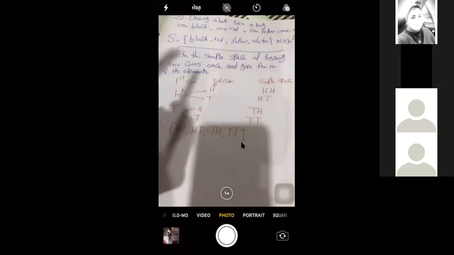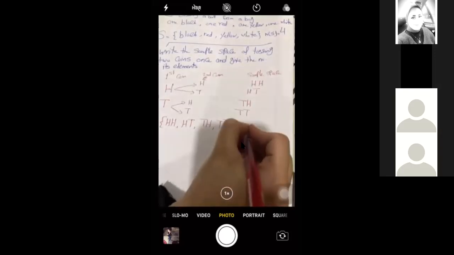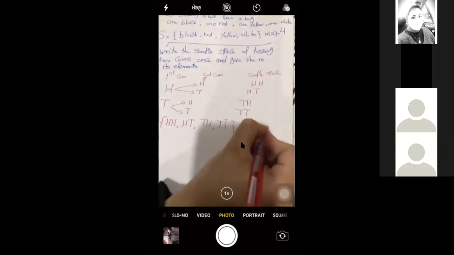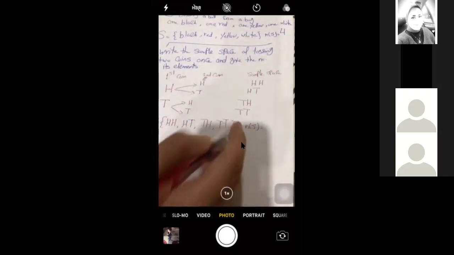He said to give the number of the elements. That means the number of the sample space. What is the number of the sample space? 4. 1, 2, 3, 4. I have 4 elements in the sample space. Easy? Yeah, it's easy. Okay. Another question?